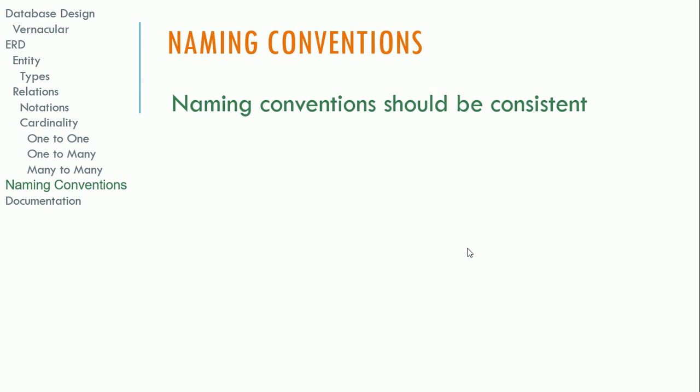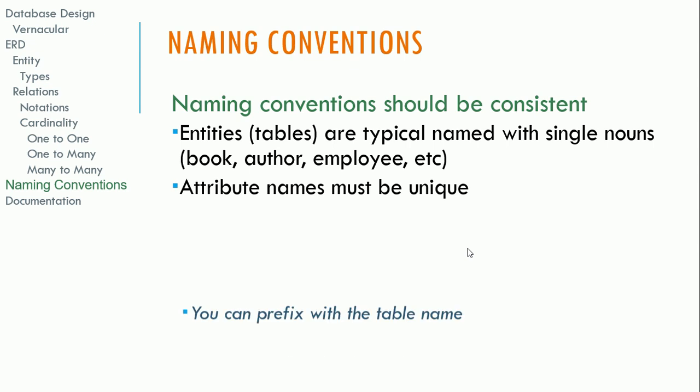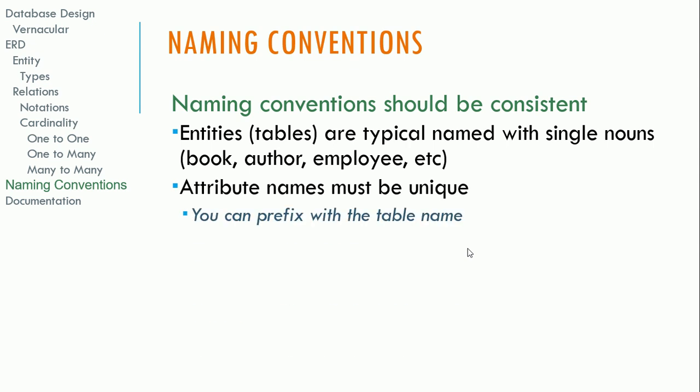So our naming convention should be consistent, right? Entities and tables should typically be named with single nouns. We don't call them books. We don't call it authors. We just call it book and author and employee and so forth. The attribute names all have to be unique across the entire database. You can prefix with the table name if you want to make sure it's unique. That's certainly one way you could do it.